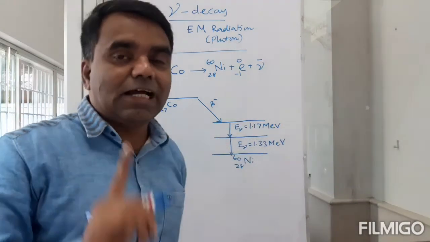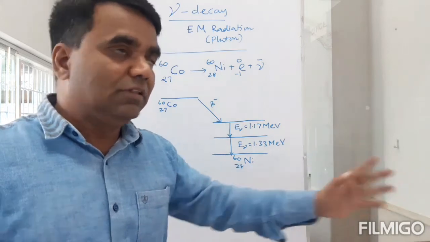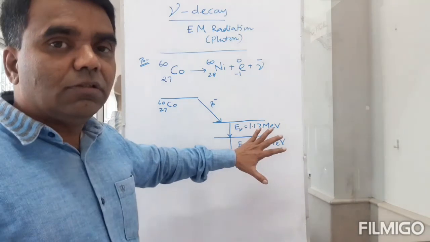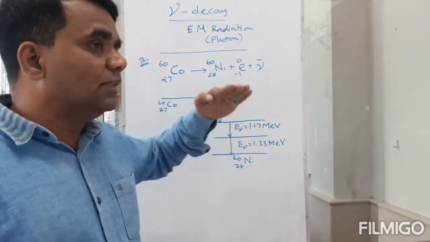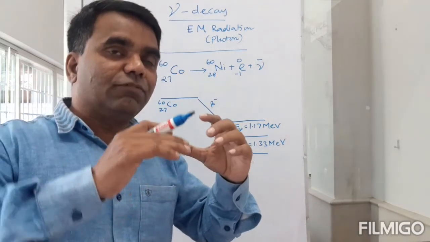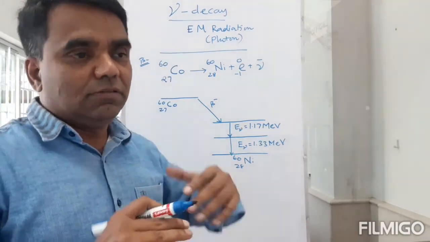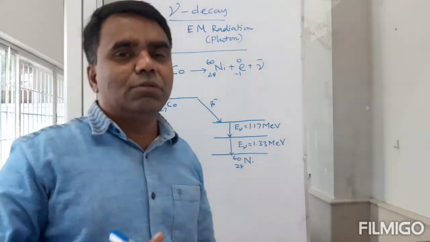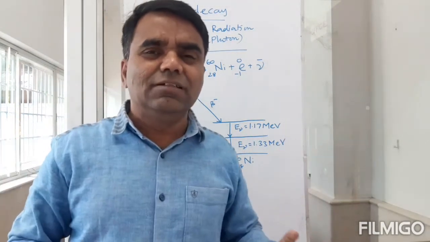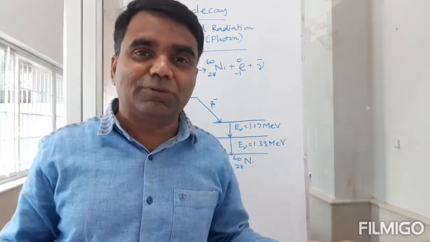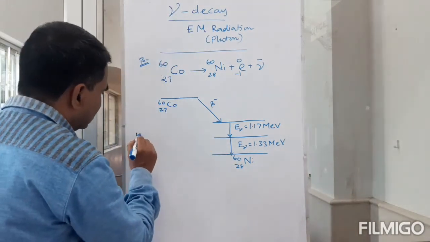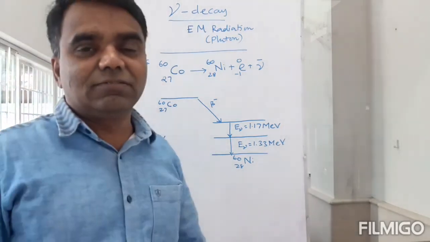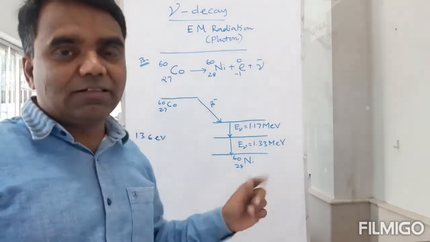So as I said, the gamma decay does not produce anything new. It's taking a nucleus from an excited state to its ground state. But look at the amount of energy, 1.17 mega electron volt. But what did we see in hydrogen? Just 13.6 electron volt. I mean, even to ionize. In fact, it was much less, right?